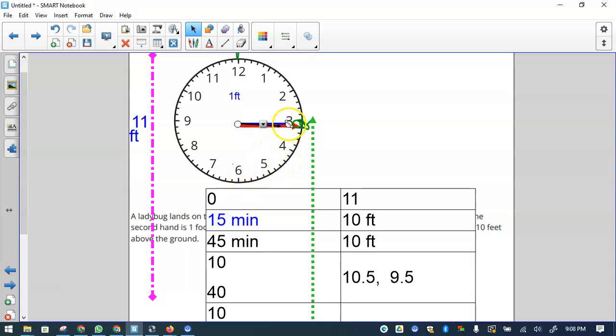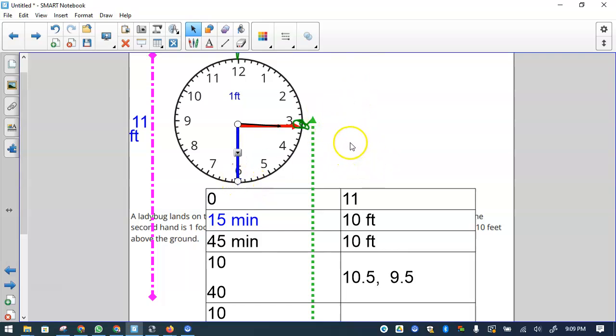In later classes, you will see that as the second hand rotates, the height of the ladybug in the beginning slowly decreases, and then increases a little faster. Then it is decreasing fastest, and then again it slows down here. Hope that helps. Thank you so much.